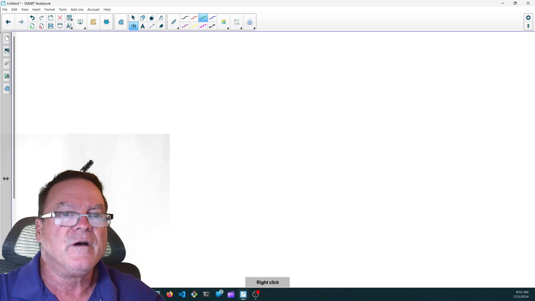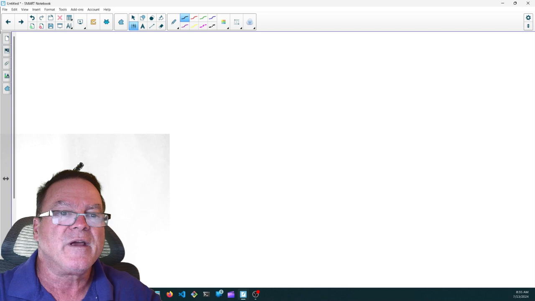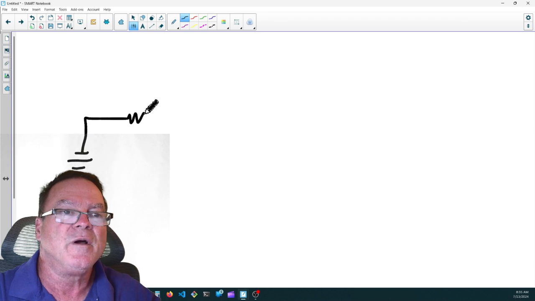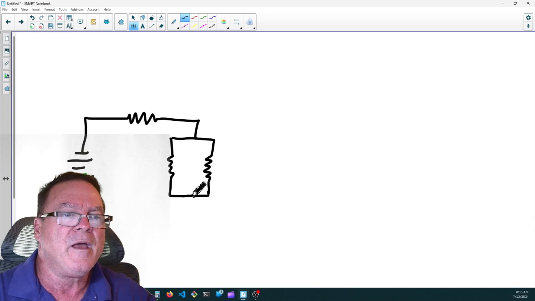We have, oops, wrong color, excuse me. Let me get my color here. So we have a battery, and that battery came to resistor R1. And then there were 2. I'm going to draw it a little bit differently than they did. I'm going to make it more obvious that we have 2 parallel resistors, R2 and R3. I'll draw the nodes and then go back to the source.